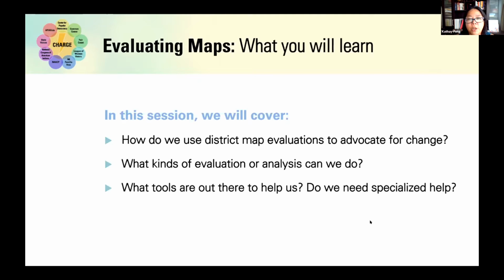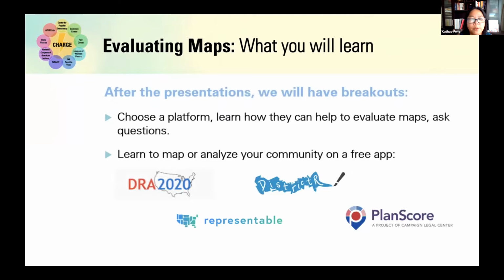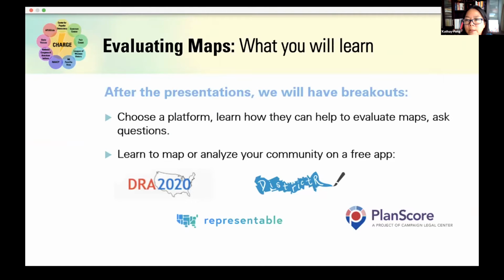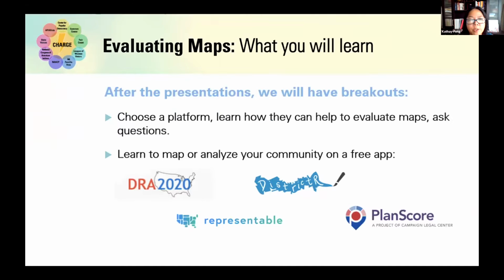where you can choose the breakout session to go into that will introduce you to the different mapping apps that are available to be able to conduct some of those evaluations and analysis. So the 4 that we've invited are all ones that are free that you can find online. So DRA 2020. Can you all still hear me? Yes. DRA 2020, District R, Representable, and Plan Score.